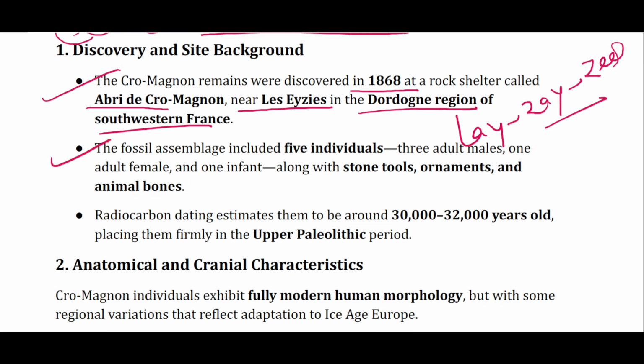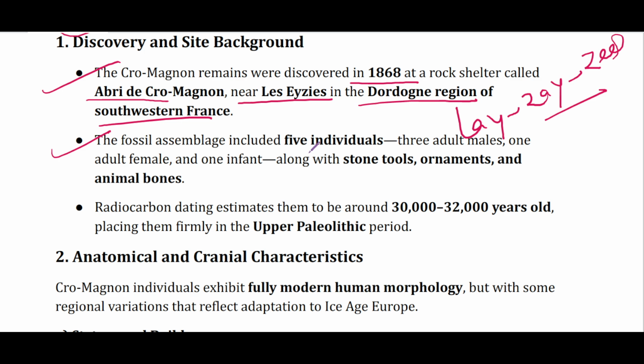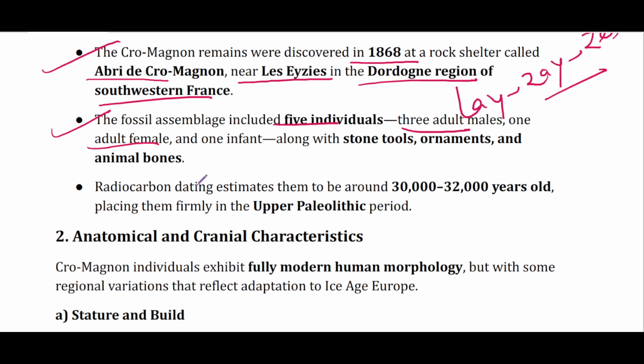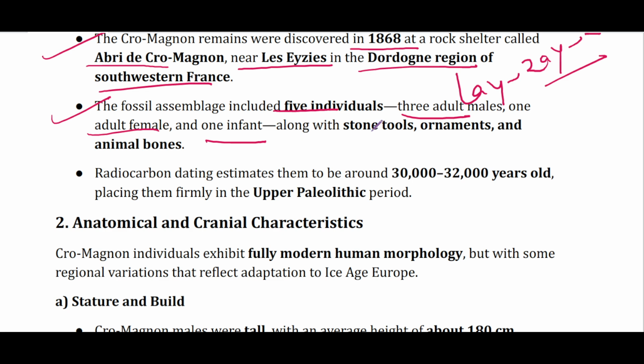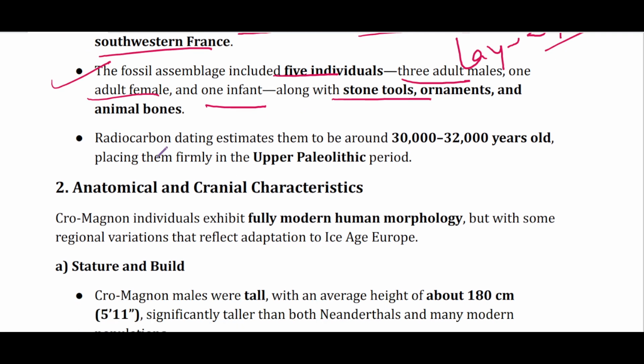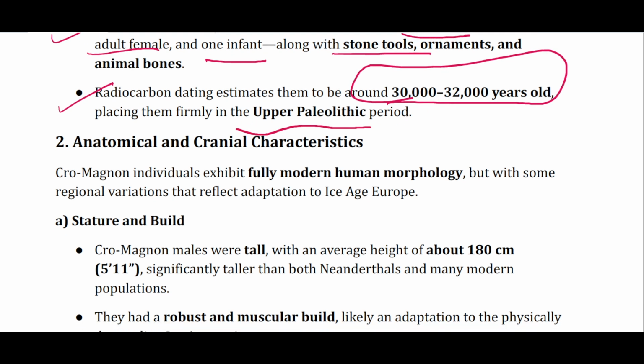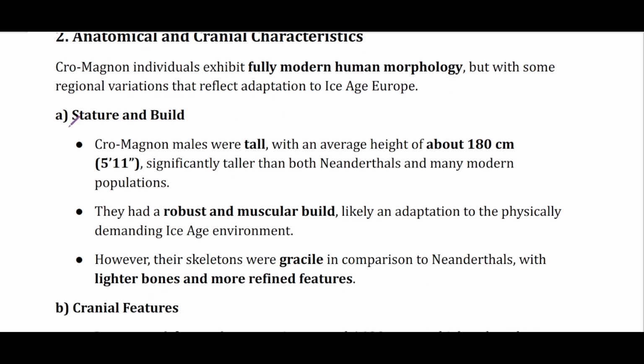And the fossil included 5 individuals: 3 adult males, 1 adult female, and 1 infant, with stone tools, ornaments, and animal bones. The radiocarbon dating has placed them around 30,000 years ago, firmly in the Upper Paleolithic period. Now, the anatomical characteristics.